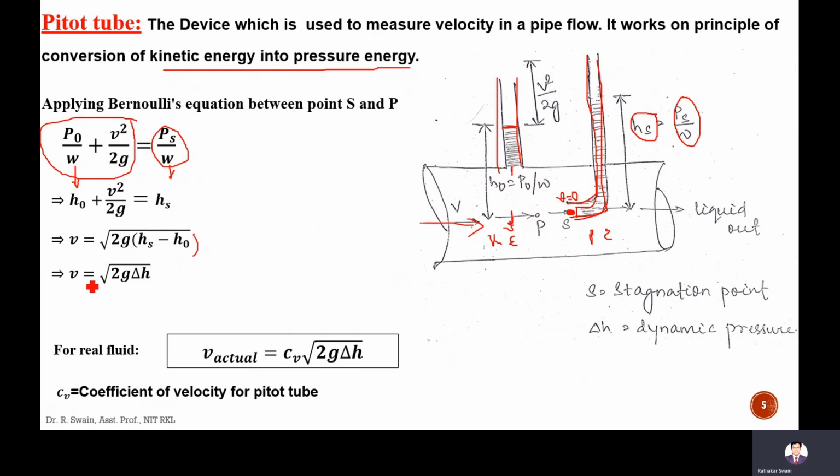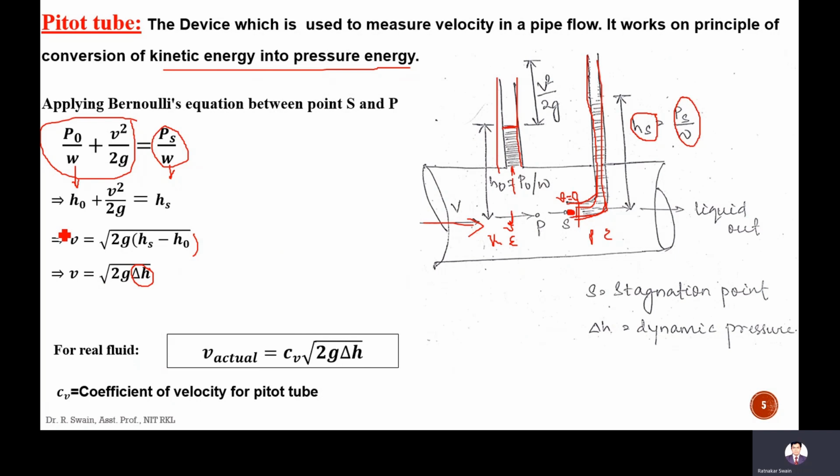So if we simplify, we will get velocity is equal to square root of 2g delta H, where delta H is the pressure head difference between this pipe point and this stagnation point. Pipe point means the point in the pipe here, from that stagnation point.